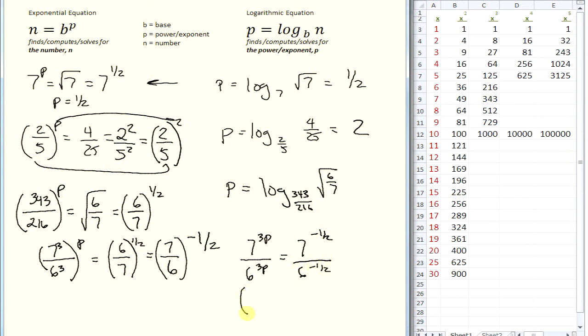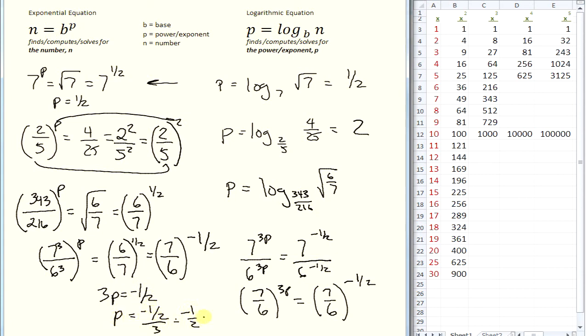Of course, I could have just put these as fractions. It's 7/6 to the 3p, and equal to 7/6 raised to the negative half. But either way, what I'm getting at is 3p is going to have to equal negative half. Therefore, p would equal negative 1/2 divided by 3, which is the same as negative 1/2 times 1/3, which means your answer to this crazy problem all along was negative 1/6.